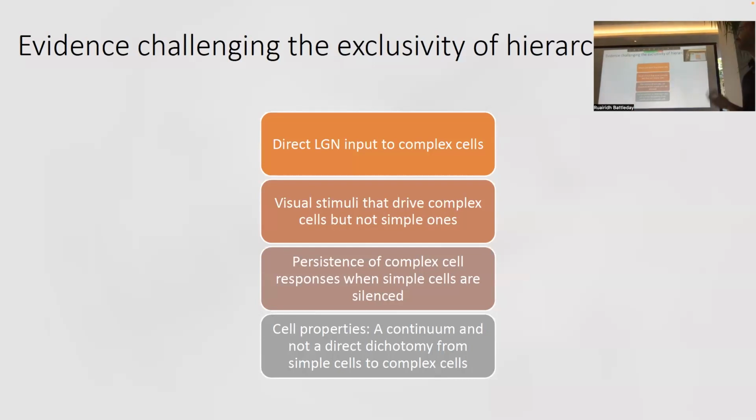However, there has been evidence challenging the exclusivity of the hierarchical model. A few of them are that there is direct LGN input to complex cells. There are visual stimuli that drive complex cells, but not simple ones. And there is persistence of complex cell responses when simple cells are inactivated. And there is this opinion that there is a continuum and not a direct dichotomy from simple cells to complex cells.